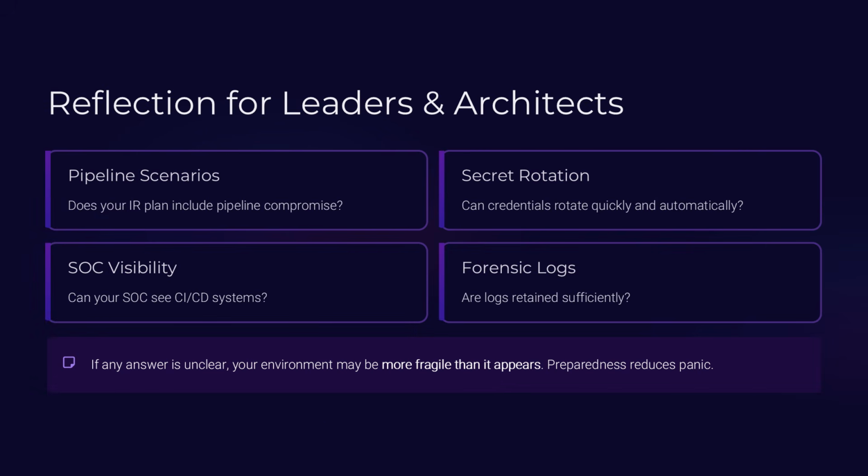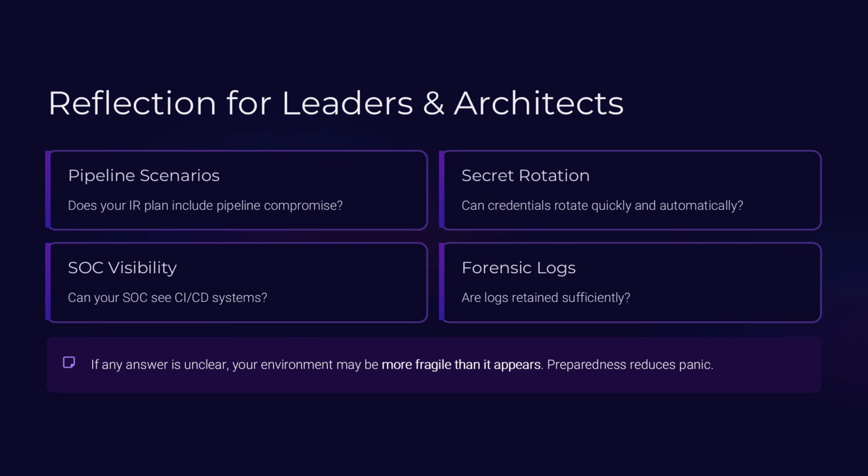Ask yourself, does your incident response plan include pipeline compromise scenarios? Can secrets be rotated quickly and automatically? Does your SOC have visibility into CI/CD systems? Are artifact integrity controls enforced? Are forensic logs retained sufficiently? Are lessons learned consistently implemented? If the answer to any of these is unclear, your DevSecOps environment may be more fragile than it appears.